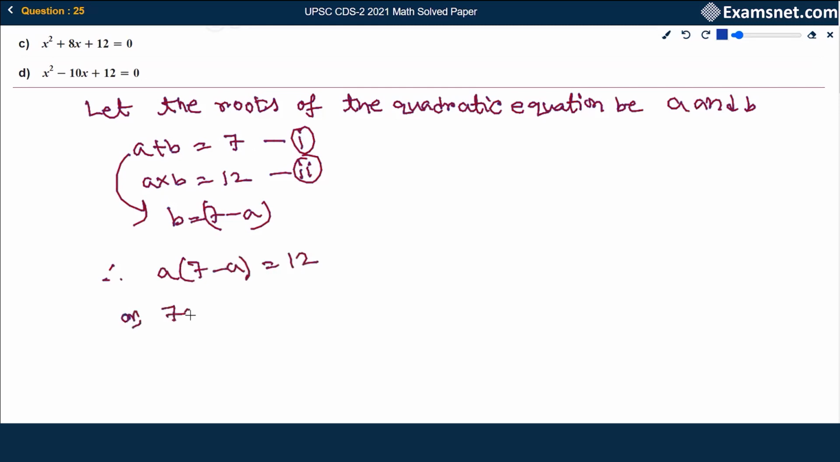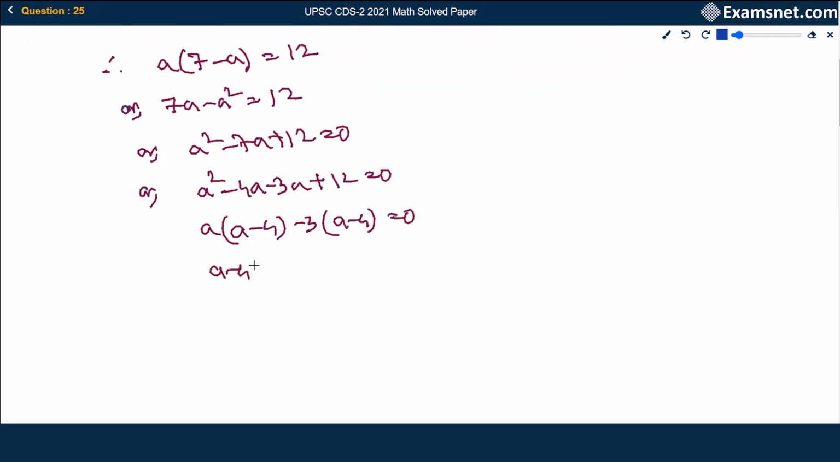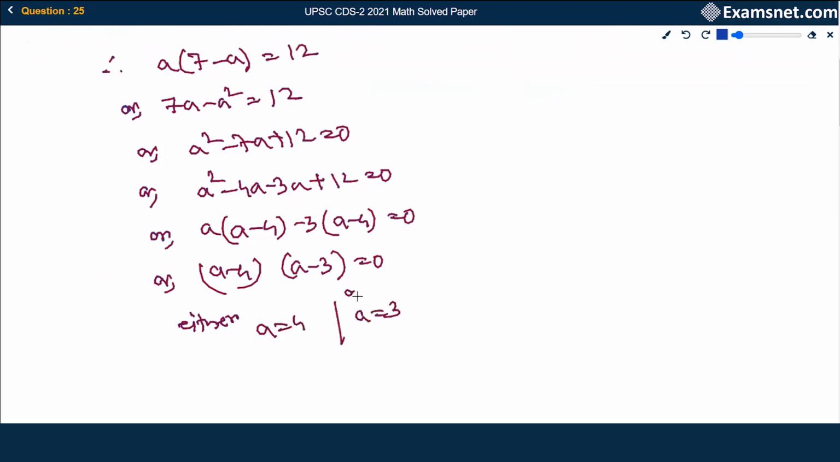Now solve it. 7A minus A square equals 12, so A square minus 7A plus 12 equals 0. We will factorize it with the middle term method to get the factors. A square minus 4A minus 3A plus 12 equals 0, which gives A minus 4 times A minus 3 equals 0. So either A equals 4 or A equals 3.